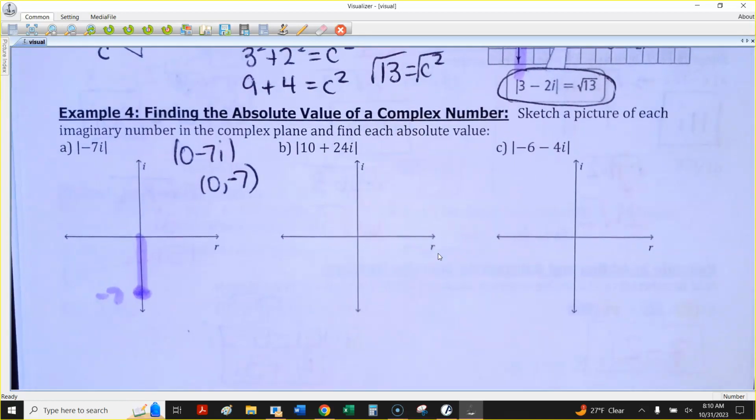What would be the distance? Do I need to do the Pythagorean theorem there, or could you just tell me that distance from the origin to that point? Do what?